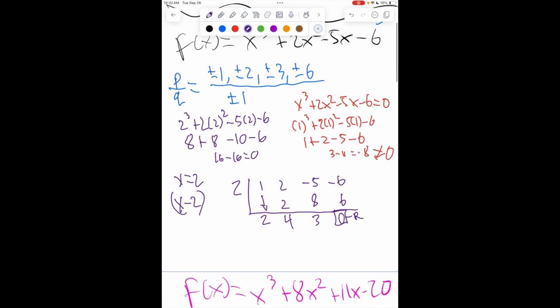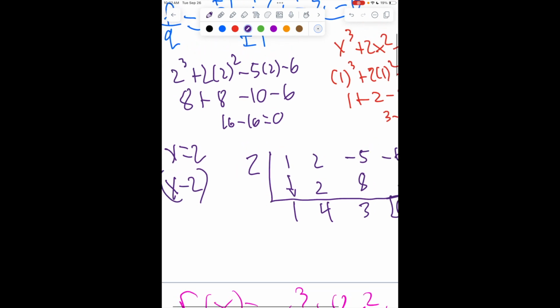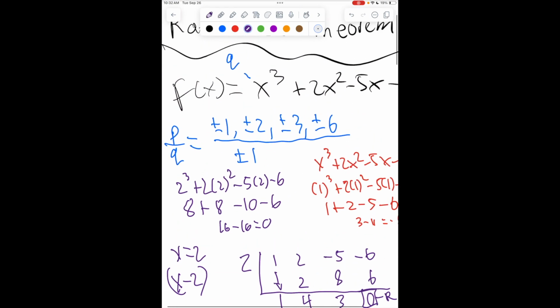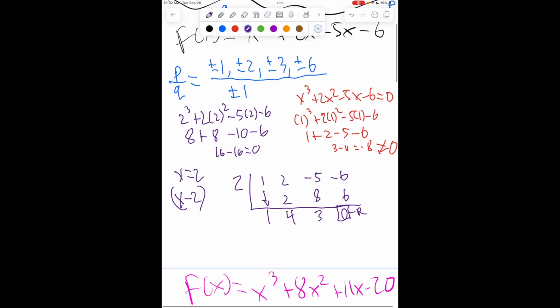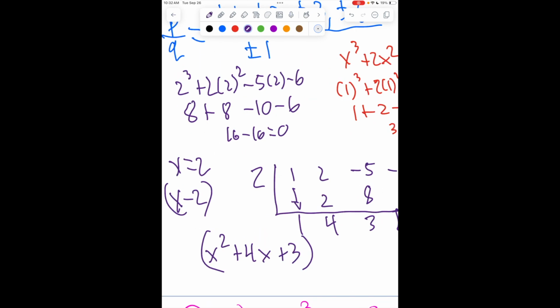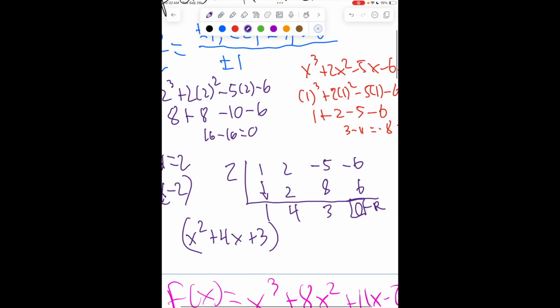Let me see here. This should have been a 1 right here. Now I'm going to take those numbers and plug them in. My highest degree was 3, so I need to start 1 less. So I'm going to go 1x squared. So again, just x squared plus 4x plus 3. And then I also have to remember my x minus 2.